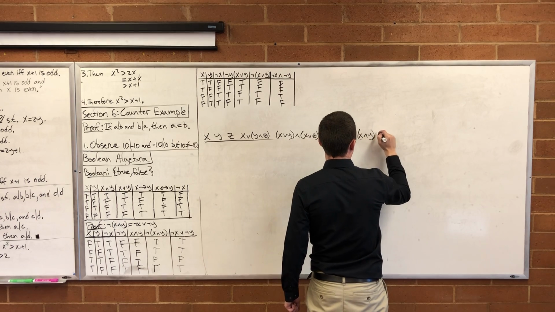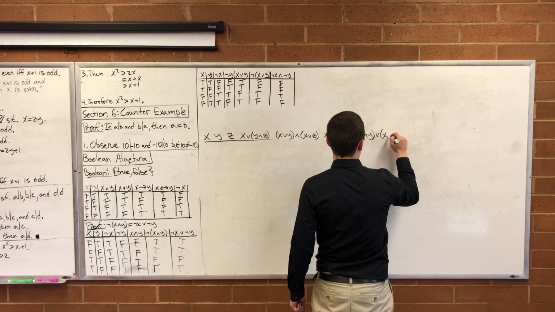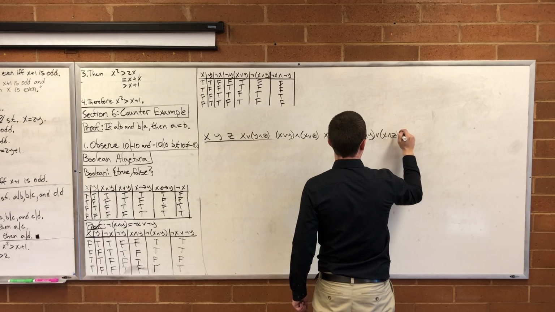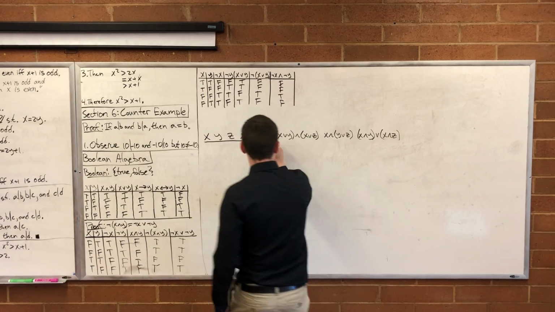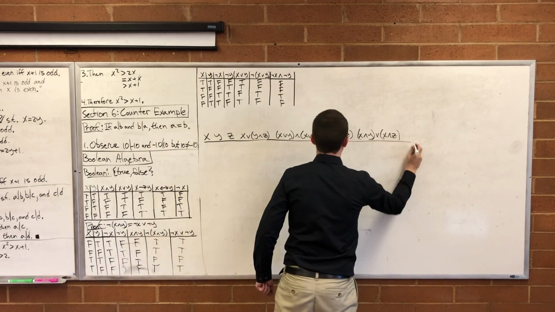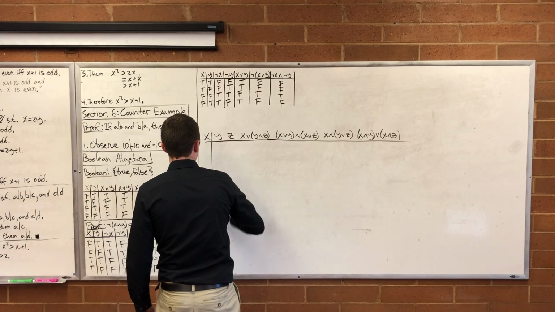Don't you have to have more rows for this one? Because you have 3 variables. Exactly. That's why I said that I was going to bring up after I finish writing.